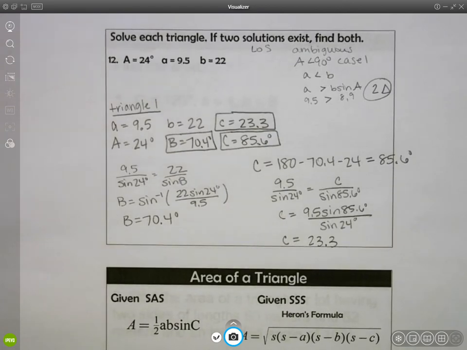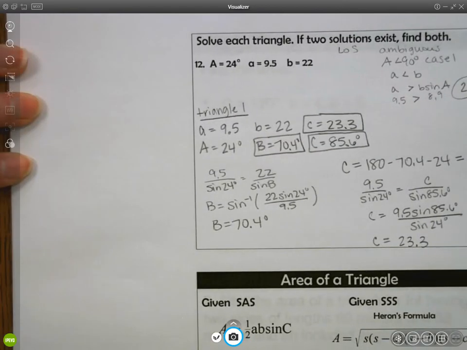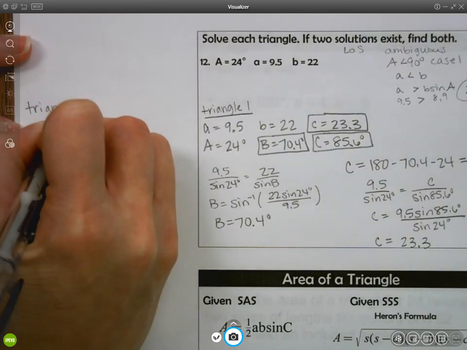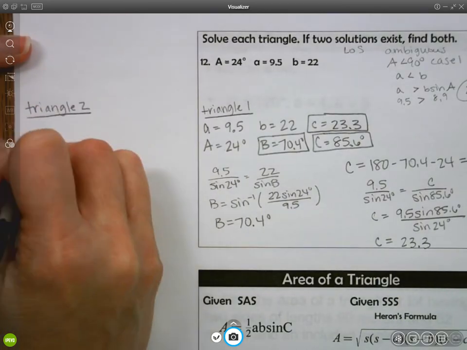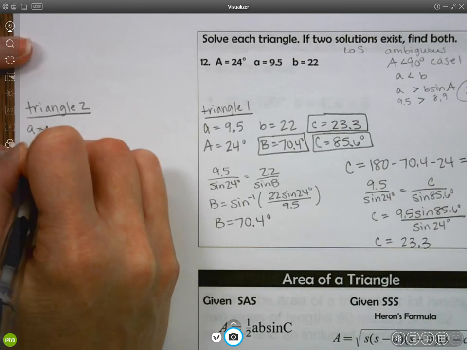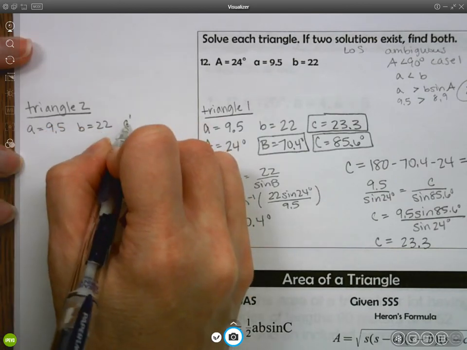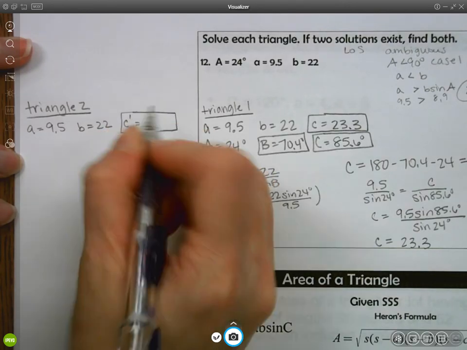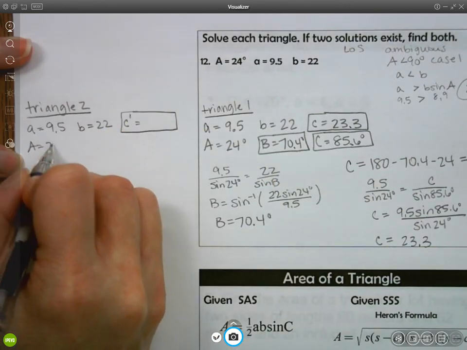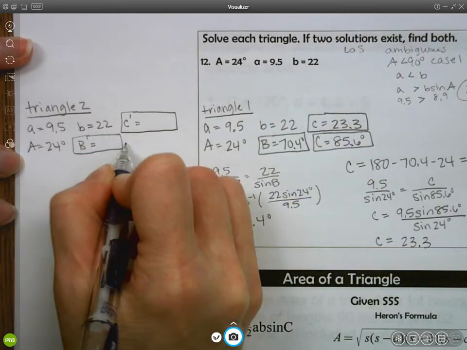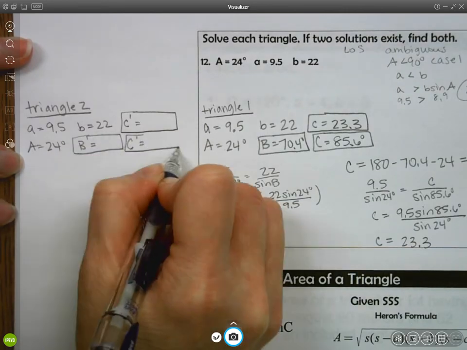Triangle 2. I'm going to come this way, I think. All right, so triangle 2. A is the same. B is the same. We'll find a new C, so call him C prime. Angle A is the same. We'll find a new B, B prime, and the new angle C, C prime.